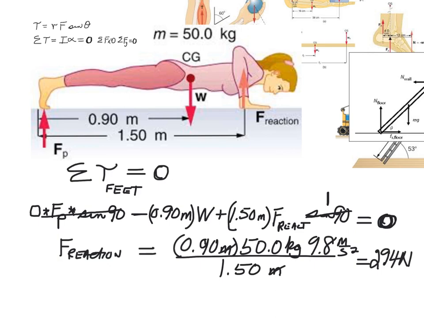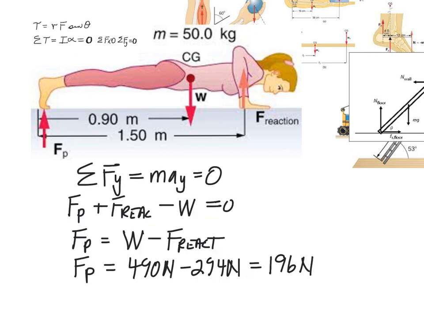So to get the FP, use the sum of the forces along y, the sum of the forces in the y direction, equal MAY equals 0. So write that down and see if you can get the answer that I get. Okay, pretty straightforward. Sum of the forces in the y direction equal MAY. In equilibrium, they equal 0. So I wrote down the three forces, two positives, one negative. I did the algebra. Notice the method. And so FP equals the weight minus the reaction force. The weight is mg, 490, minus the 294, and we get 196.